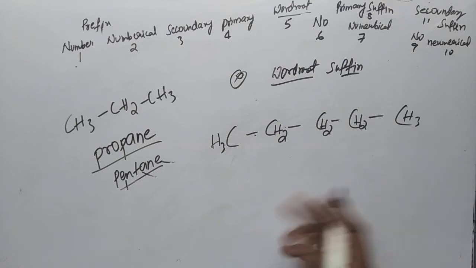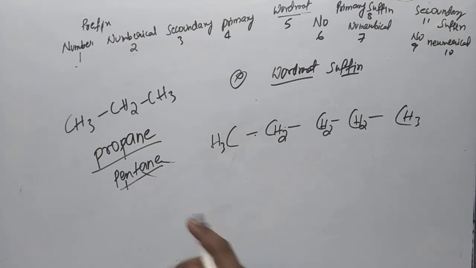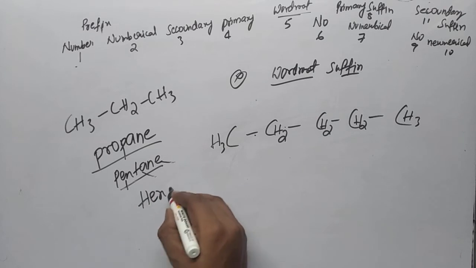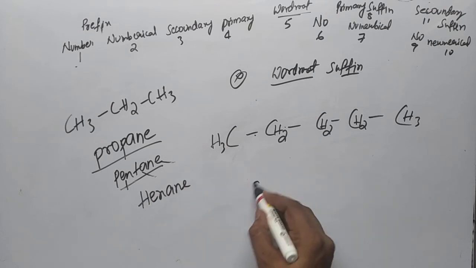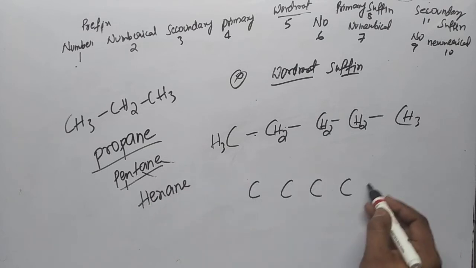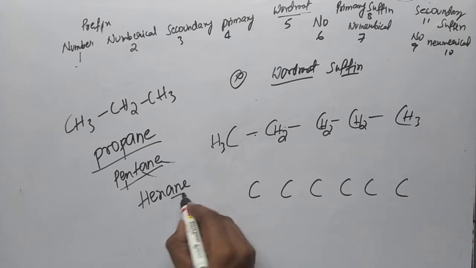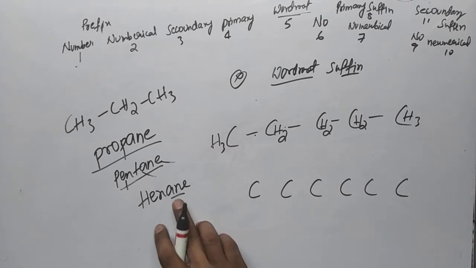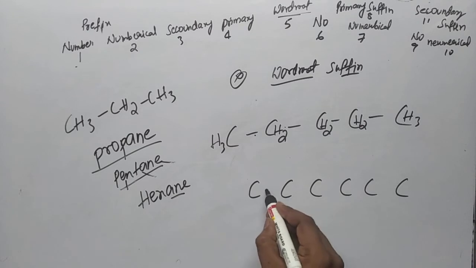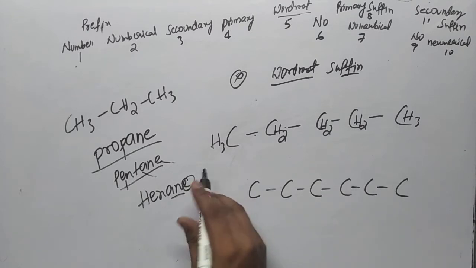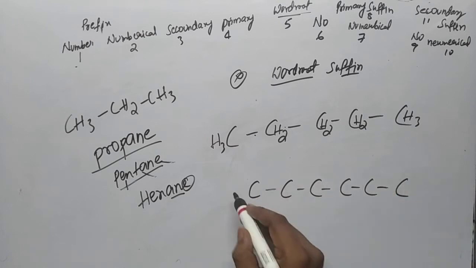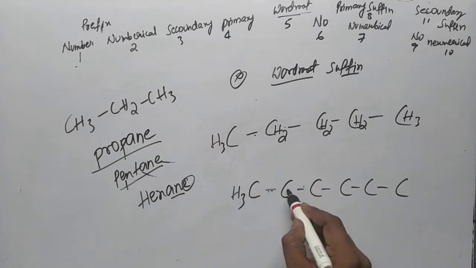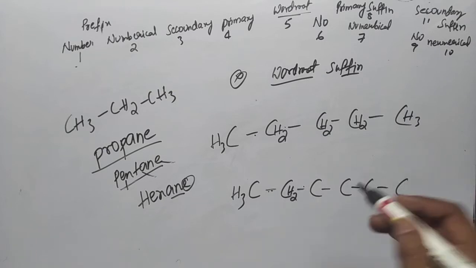Simple. In a similar way, suppose he asks to write hexane. What we have to do is just write 6 carbons. Go for the primary suffix, which is AN. AN means all are single bonds. Now E indicates a bond between carbon and hydrogen, so write hydrogen. Here there is 1 bond, so 3 hydrogens. Here we have 2 bonds, so the remaining 2 will be with hydrogen.